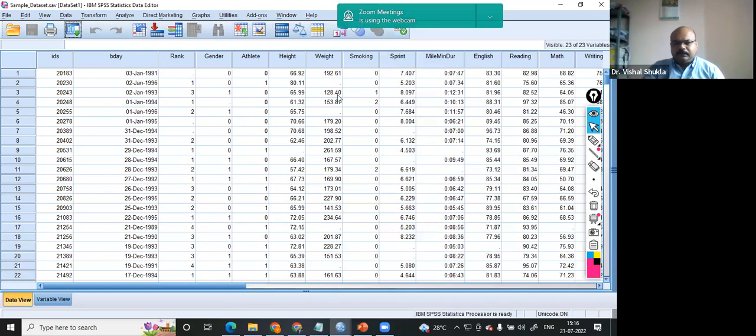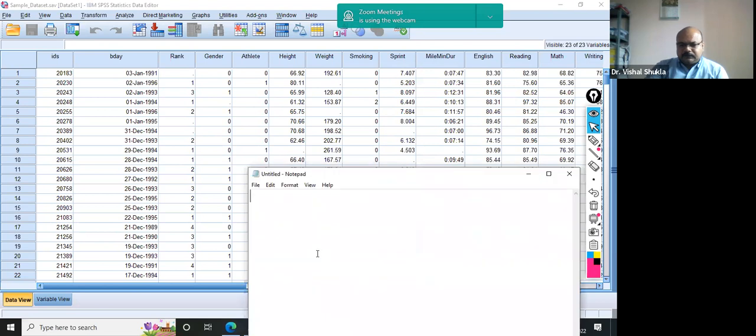So here we have the variable smoking, and also we have the variable gender. We want to know, is there any relationship between gender and smoking? Gender is again a nominal variable divided into 2 categories, 0 for female, 1 for male. And smoking is again a nominal variable divided into 3 categories, 0 non-smokers, 1 past smokers, and 2 current smokers. I want to know what the relationship will be. Is there any relationship between them?